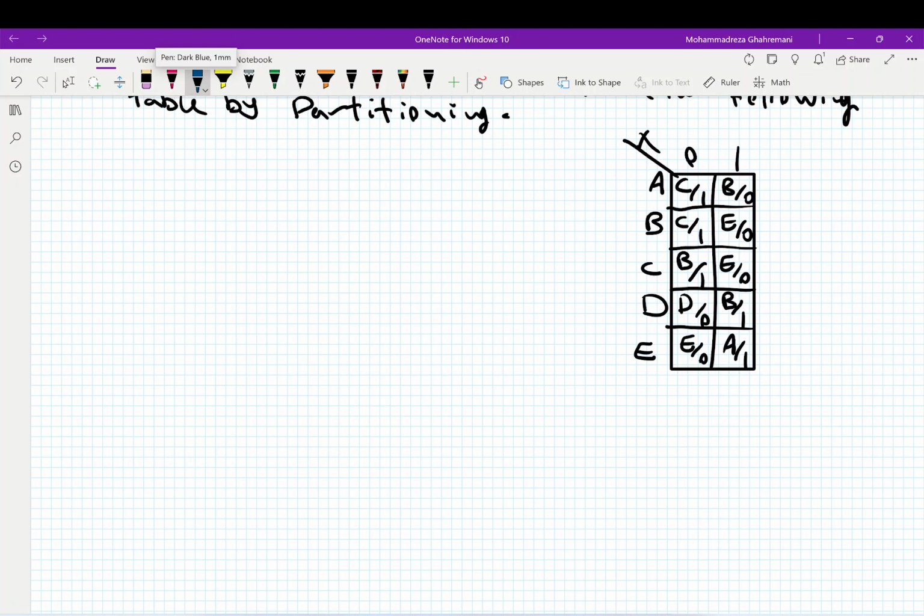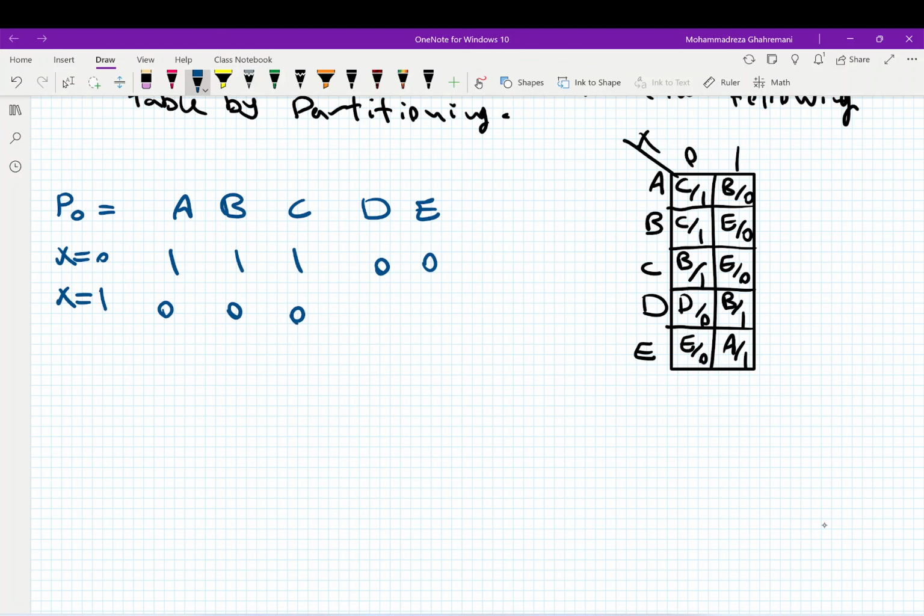First of all, for P0, even before P1, which was the first state, we put all states next to each other, and for x equal to 0 and x equal to 1, we write the output of each state. So if we are in state A and input is 0, the output is 1. So we say 1 1 1 0 0 0 0 0 1 1. So this one is P0.